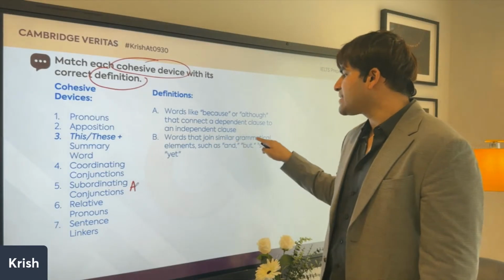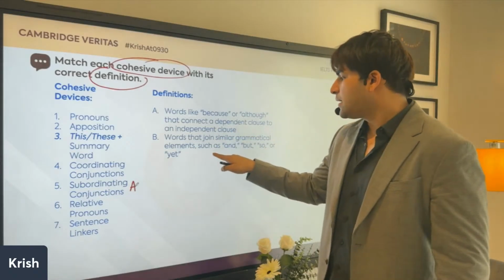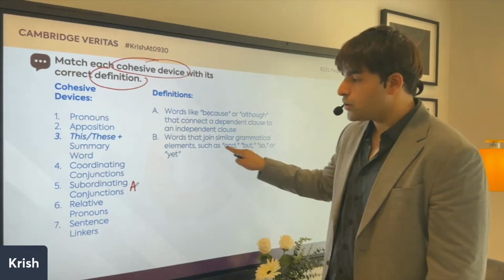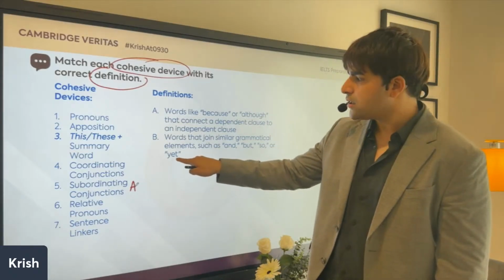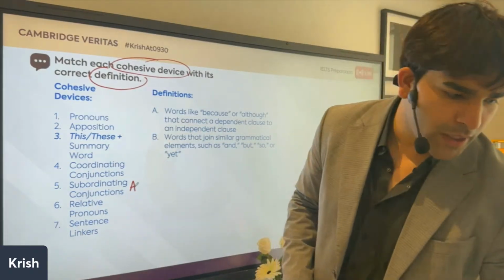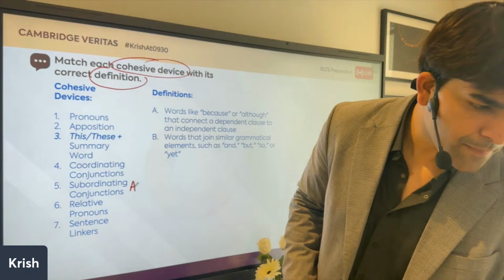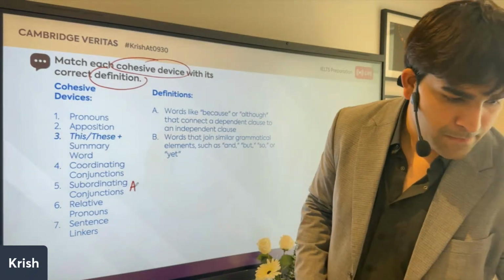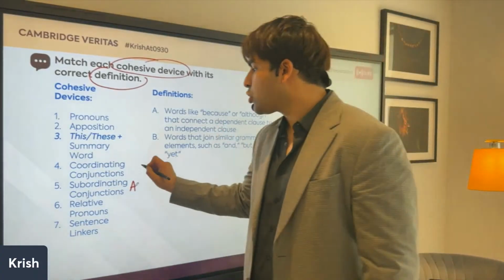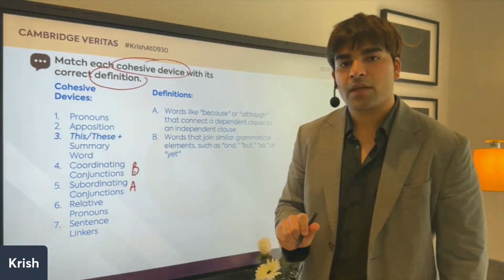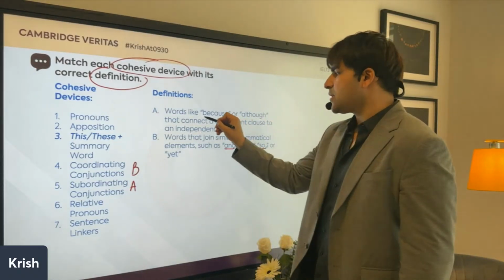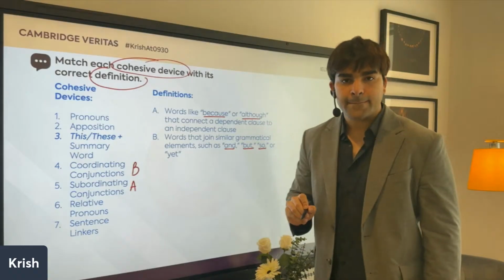Words that join similar grammatical elements like and, but, so, yet. All of these are what kind of cohesive devices from the left hand side of the screen? Perfect. These are called coordinating conjunctions. These words are also called cohesive devices.